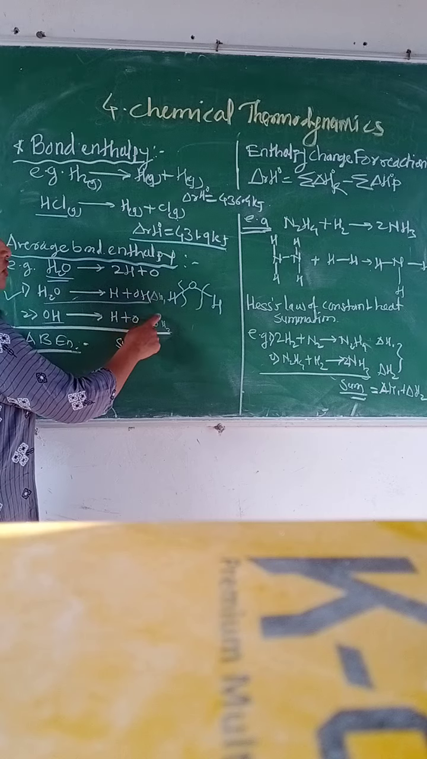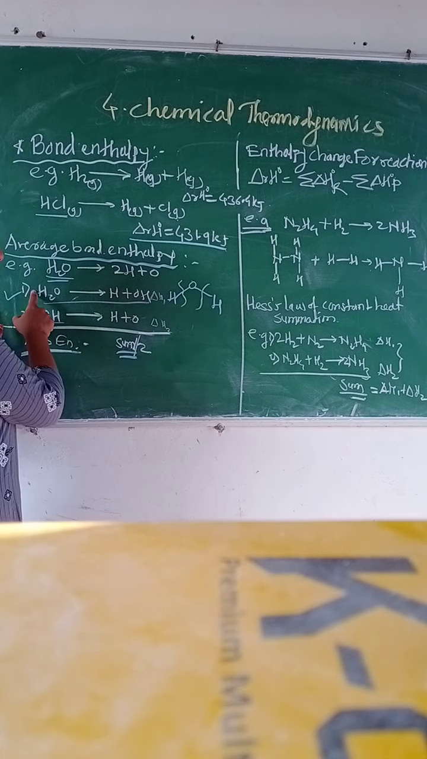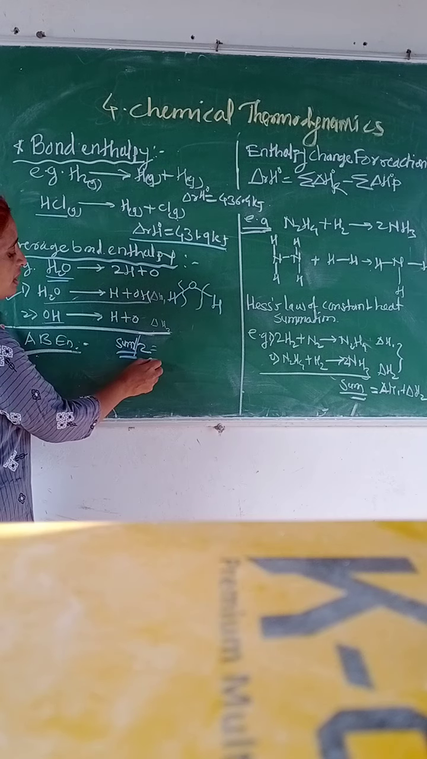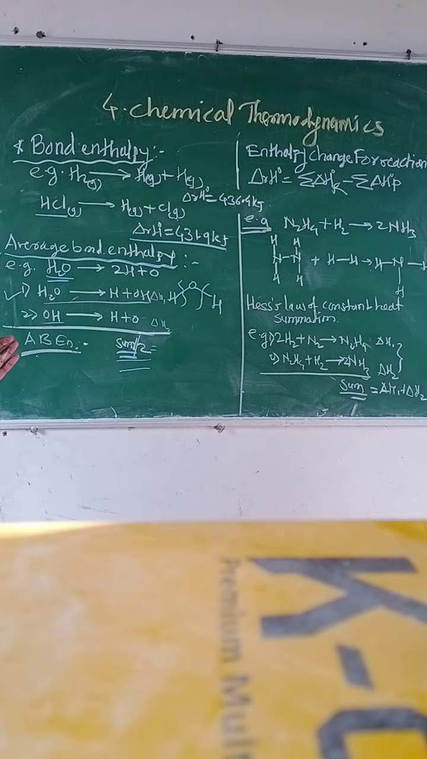The sum of these is divided by how many steps? 2. It will be divided by 2 steps. We have to calculate the average bond enthalpy in terms of H2O.